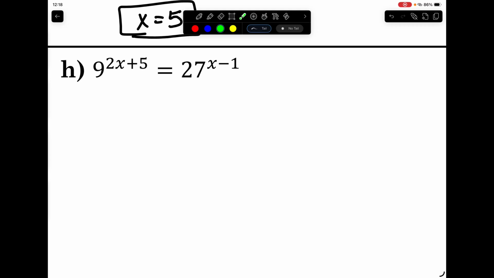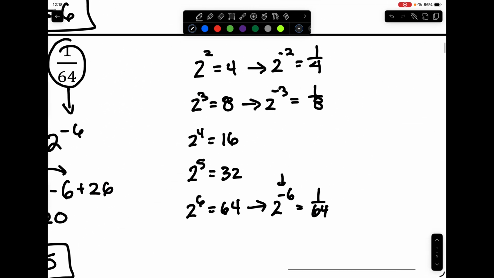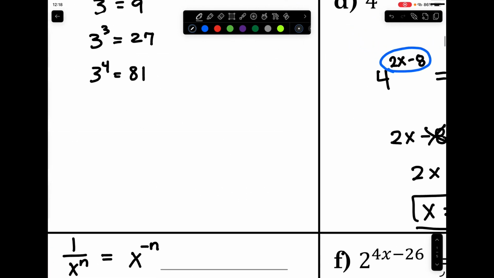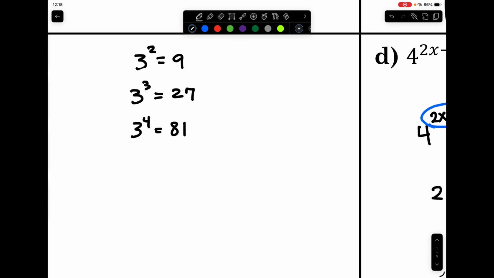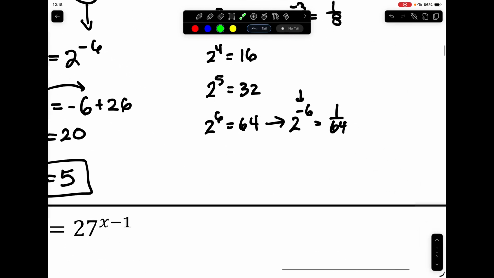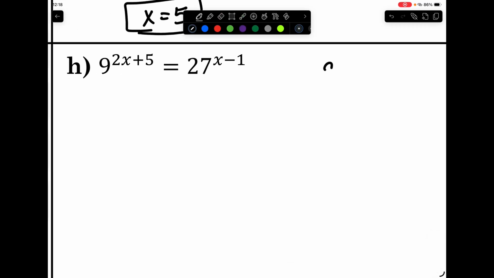So let's start off with 9. Let's see if we can find a number that can give us 9. We know 2 wouldn't work, because we just did those on this example up here, where we have them listed. And I think we have 3 somewhere here. Yeah, look, 3 right here. 3 to the second is 9, 3 to the third is 27, and 3 to the 4th power is 81. So we already found one, since we already did it earlier. No reason to rediscover this. We just know that 3 will work. So I can write 9 as 3 to the second, and 27 as 3 to the third.